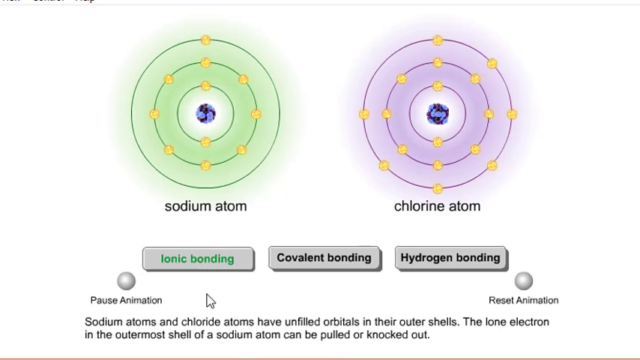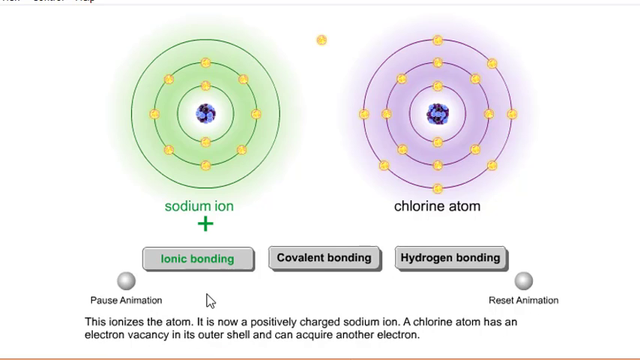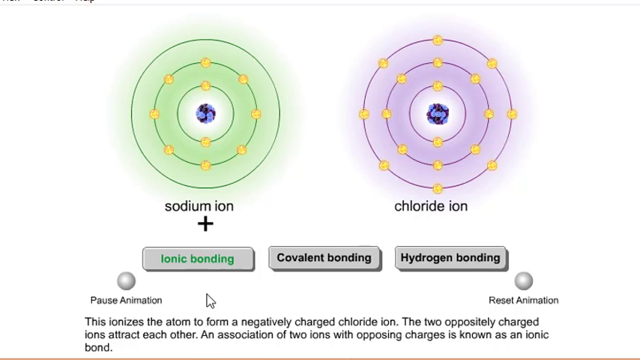Sodium atoms and chloride atoms have unfilled orbitals in their outer shells. The lone electron in the outermost shell of a sodium atom can be pulled or knocked out. This ionizes the atom. It is now a positively charged sodium ion. A chlorine atom has an electron vacancy in its outer shell and can acquire another electron. This ionizes the atom to form a negatively charged chloride ion.